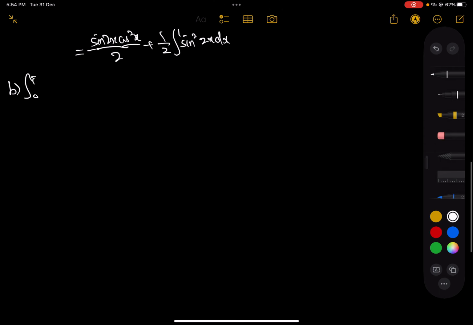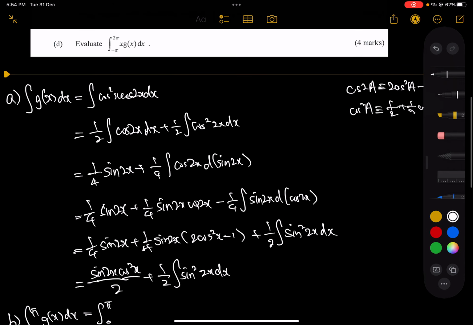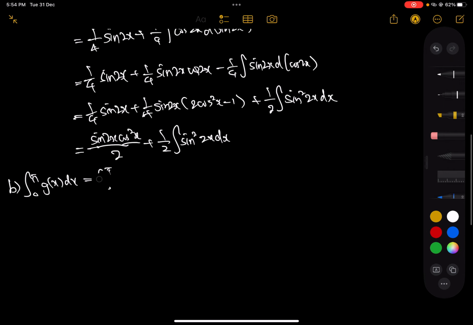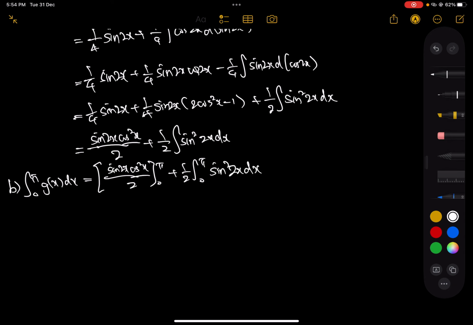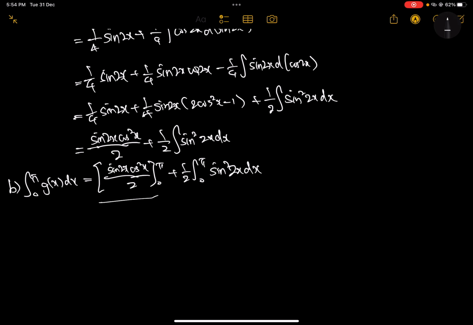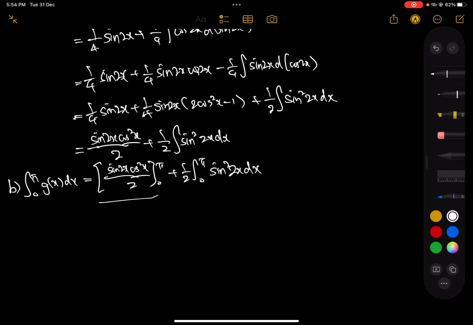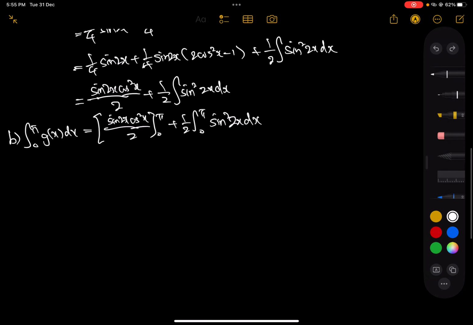Part B wants this, which is 0 to pi of the first expression plus 1 over 2, 0 to pi, sine squared 2x dx. Firstly, this is 0. I think anyone with a brain will understand that.